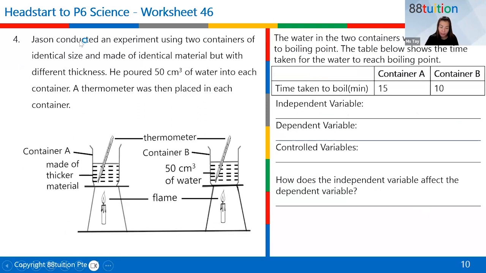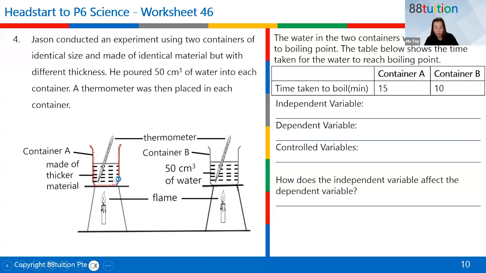Question 4. Now Jason conducted an experiment using 2 containers of identical size, made of identical material but with different thickness. To make it clearer, this one is actually thicker, so I'm going to shade it such that it looks thicker, even though on the outside they look exactly the same size. But this container is made of thicker material.